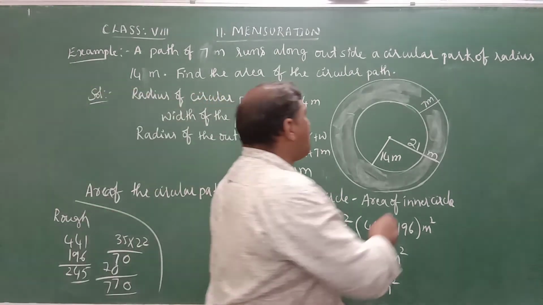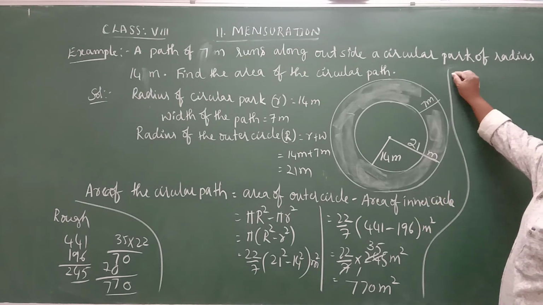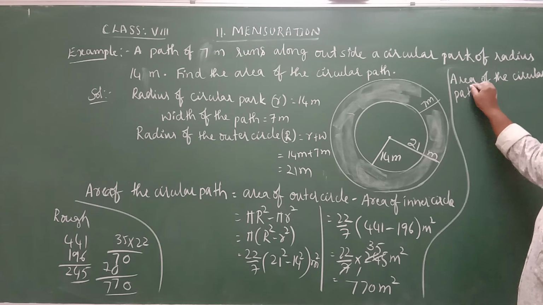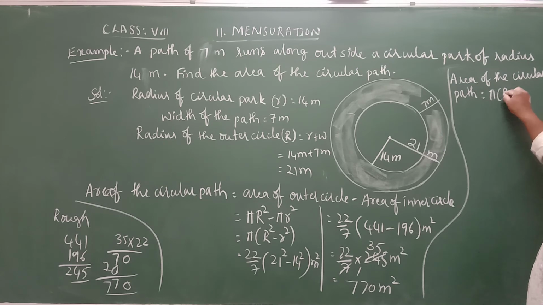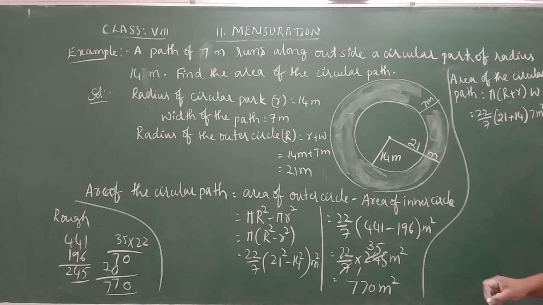The same we also can do in a simpler way of calculation by using the other formula. Area of the circular path is equal to, we have the formula pi into capital R plus small r into W. That is pi into the sum of the radii of the two circles and the width of the path. 22 by 7 into capital R is equal to 21 plus small r is equal to 14 into width is equal to 7. The units will be meter square.